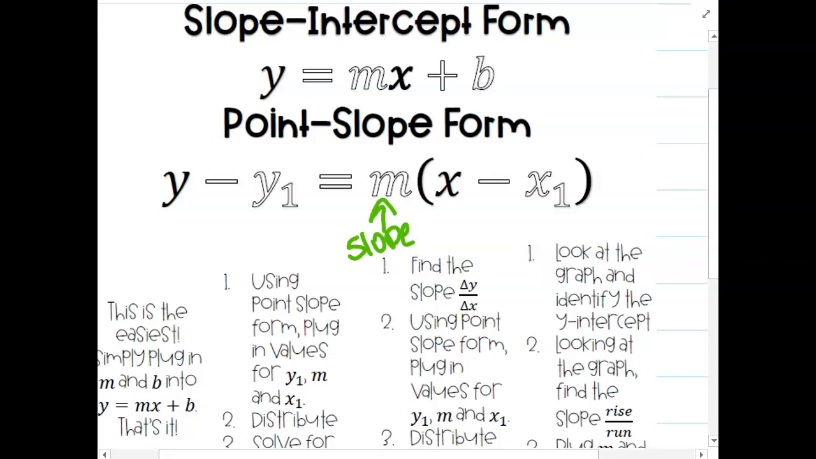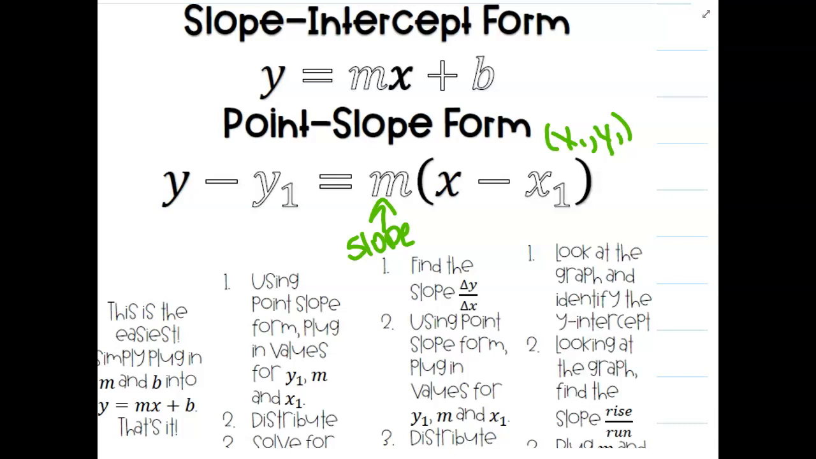Now, this y1 and this x1 is going to be a point, any point that this line passes through. So this point, x1 comma y1, is a point on the line. Point-slope form is insanely easy to use, because you just plug in y1, m, and x1, and that's it. The part that takes a little more work today is going to be taking it from point-slope form into slope-intercept form.